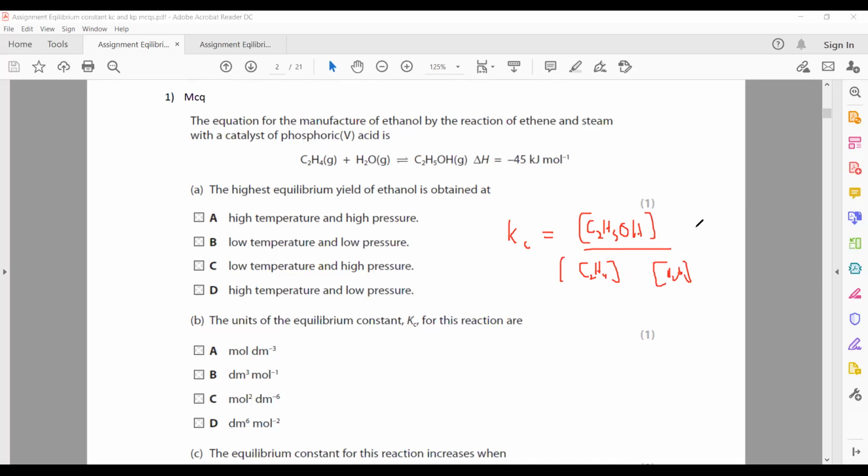So this will be mole per dm cube in the numerator, and mole per dm cube twice in the denominator, so that will cancel one. So it will be dm cube divided by mole, or dm cube per mole inverse. That's why B is the right answer. That's correct.